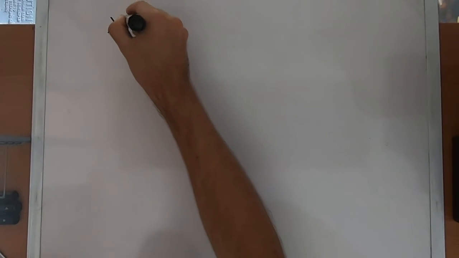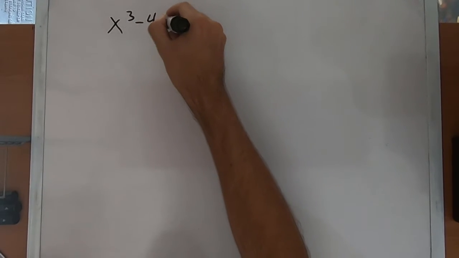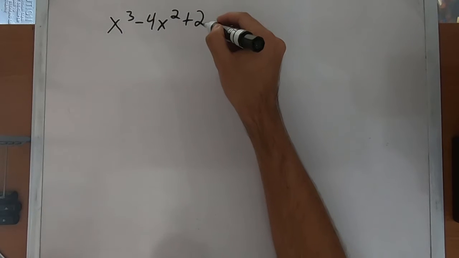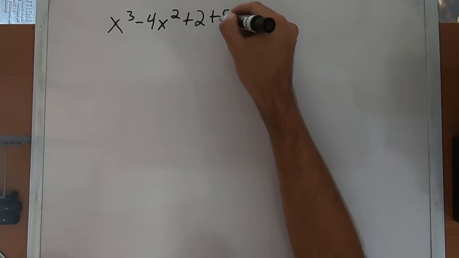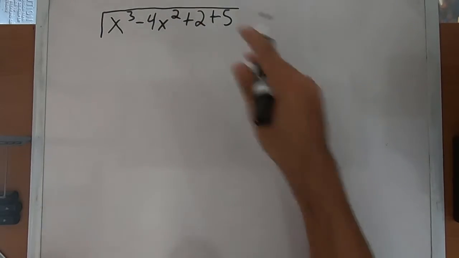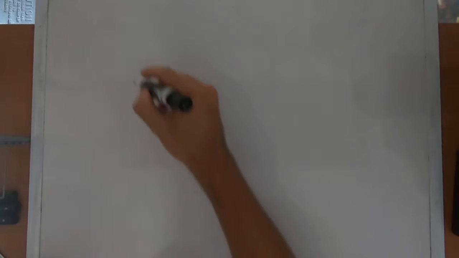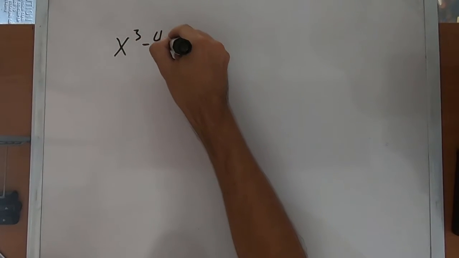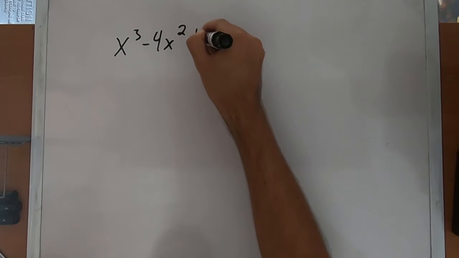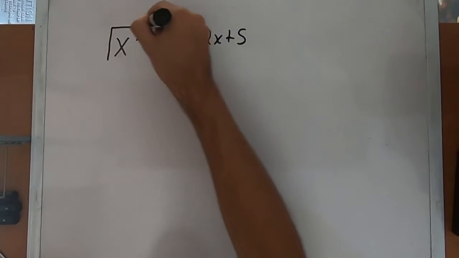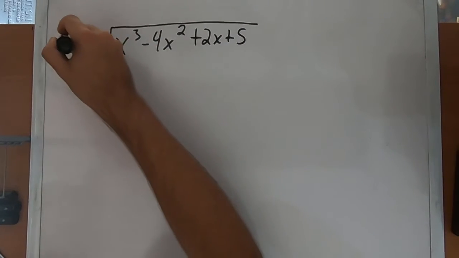x cubed minus 4x squared plus 2x plus 5, divided by x minus 2. I'm going to lower it.